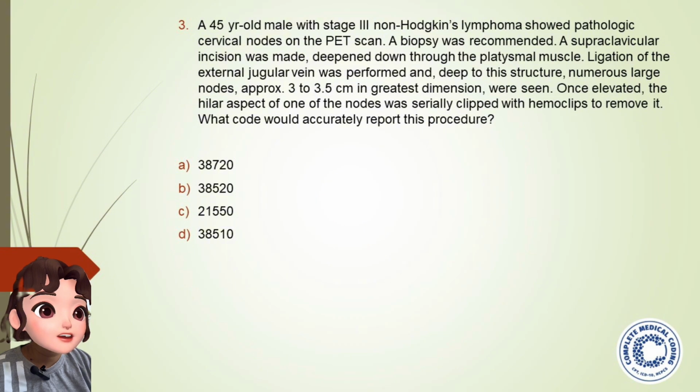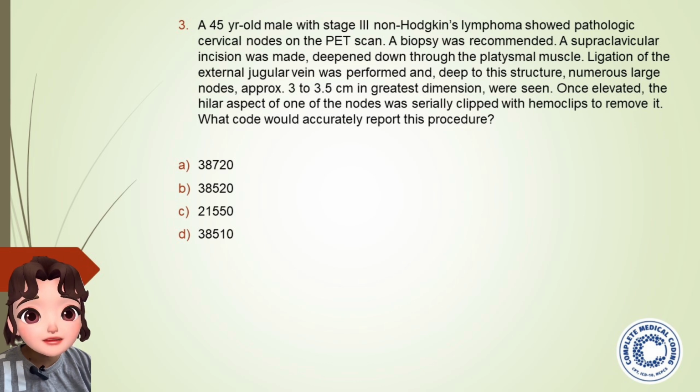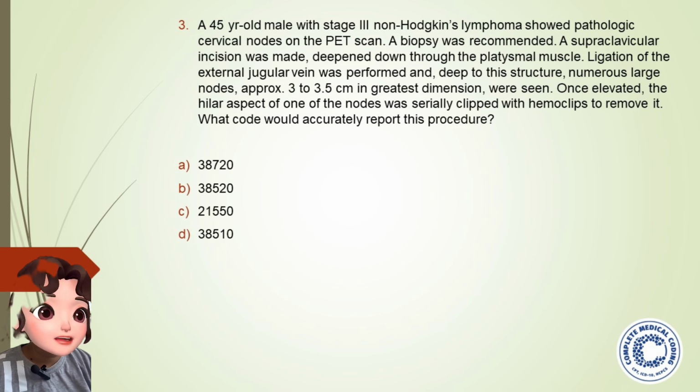Okay. Let's go to option D, 38510. 38510 represents biopsy or excision of lymph nodes, open, deep cervical nodes. Yes, we want only that. If you compare option B and D, 38520 and 38510: 38510 represents biopsy or excision of lymph nodes, open, deep cervical nodes. That is what we want. But in option B, an additional excision of scalene fat pad is there, which is not mentioned in the question. We have only the procedure biopsy or excision of lymph nodes.